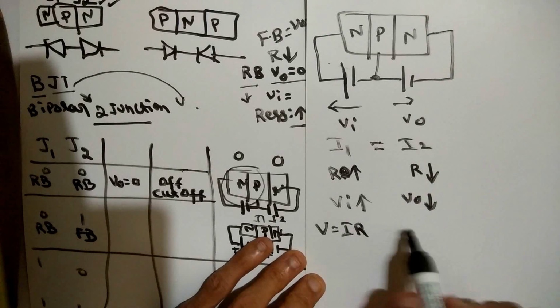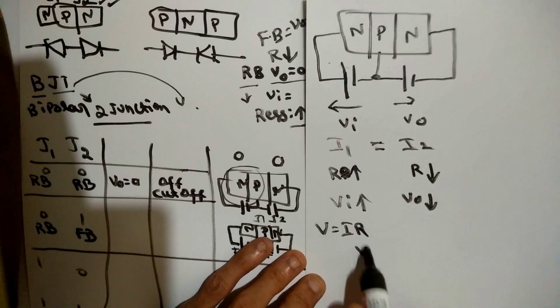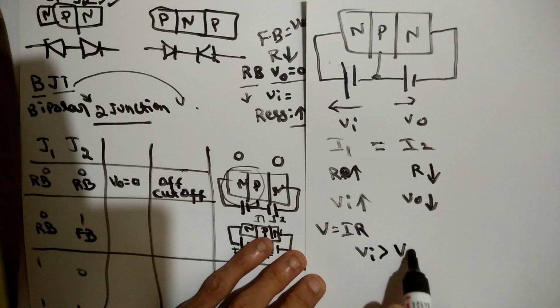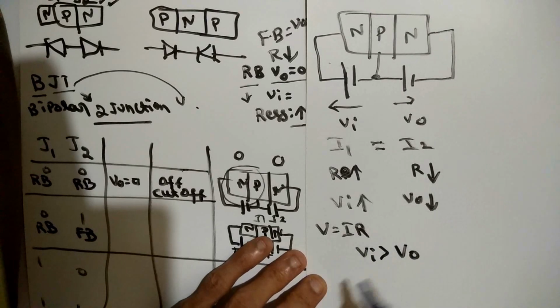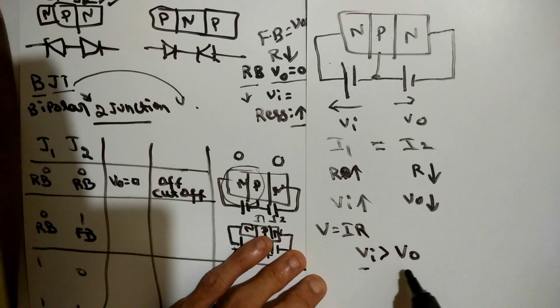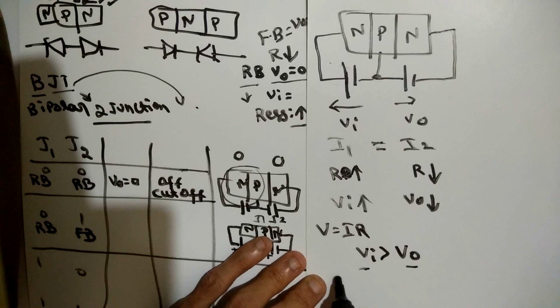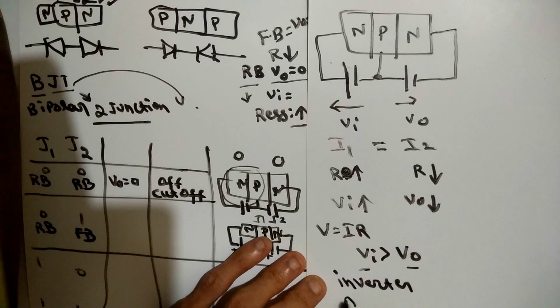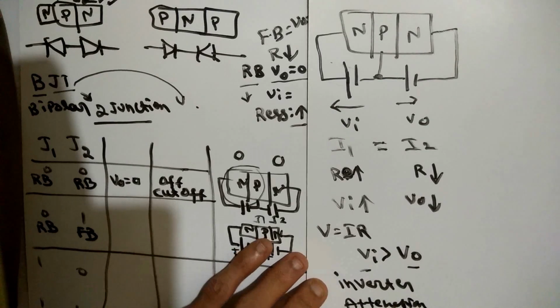In conclusion, we can say that Vi is greater than V0. That means whatever Vi you give does not actually appear at V0, and we are getting a very small value. This method is known as attenuation. Usually we do not use this method.